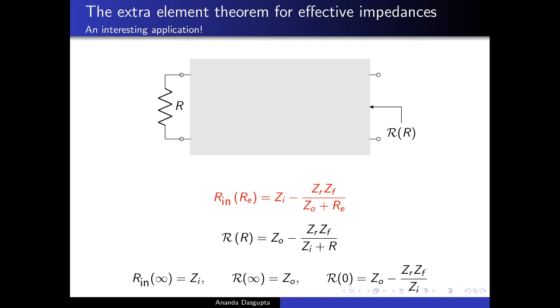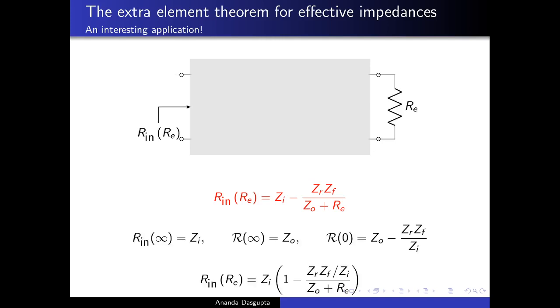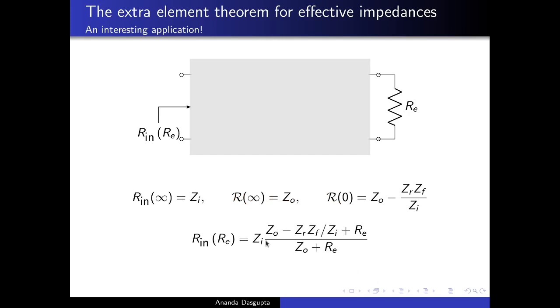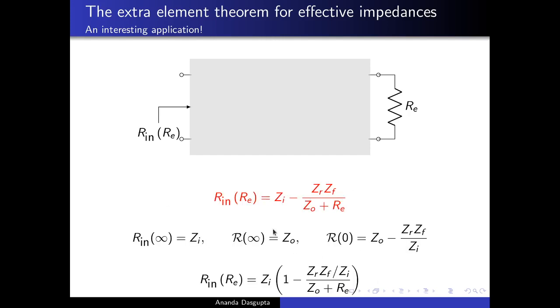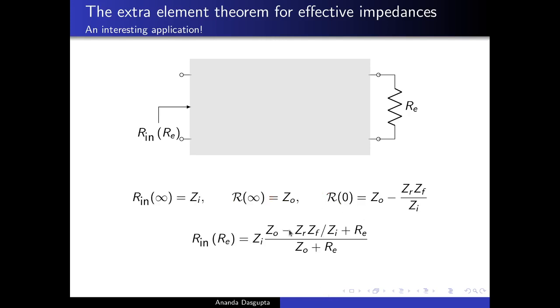So why is this at all useful? Well, let's look at Rin Re. You can of course see Zi, this quantity sitting here, can be taken out. So Rin Re, the original quantity that we wanted to calculate, is Zi into 1 minus this. Well, you can just multiply it out. So just look at this. It's Zo plus Re minus Zr Zf by Zi in the numerator, by Zo plus Re in the denominator. So this is what you get.